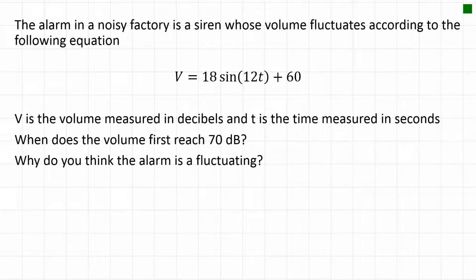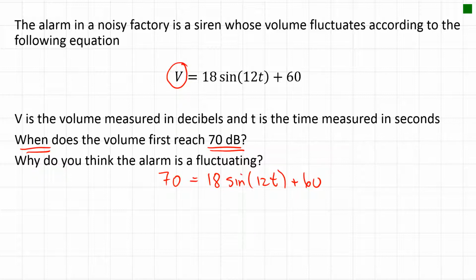So here we've got an alarm, and the volume of the alarm is represented by V. And we know in this question that the volume we're looking for is 70. So we're going to replace the volume with 70 in the equation and solve for the time, because what we're looking for is the time.